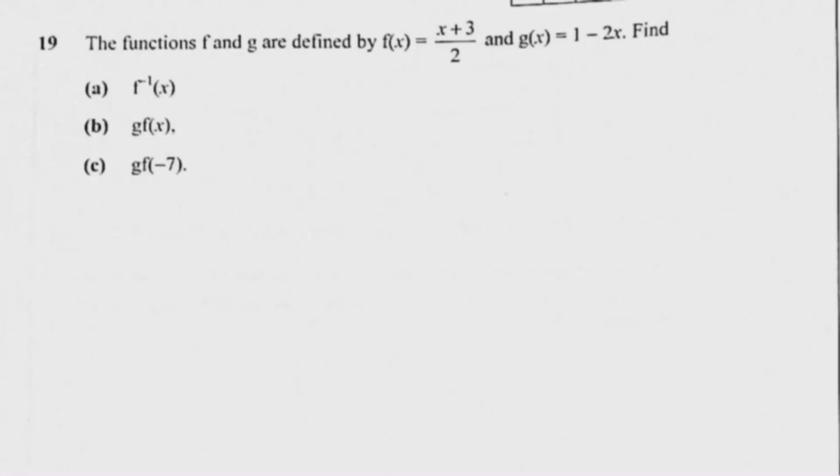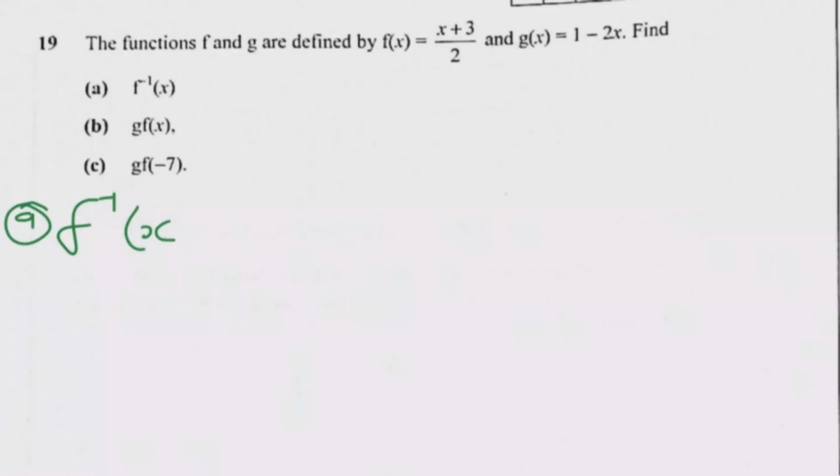Okay, come to question 19, which is: the functions f and g are defined by f of x is equal to (x plus 3) over 2 and g of x is equal to 1 minus 2x. Find a, the inverse of f of x. Okay, so let's start with a, the inverse of f of x.